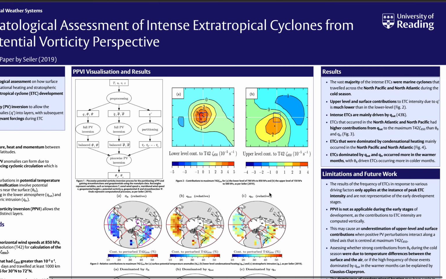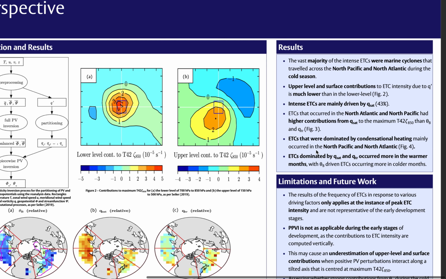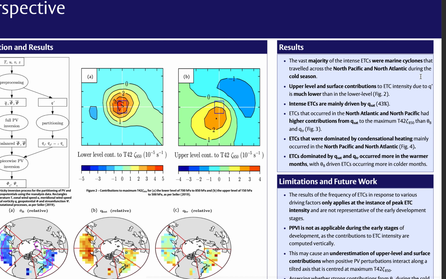And so the results. The vast majority of the extratropical cyclones in this study were ones that travel across the North Pacific and North Atlantic during the cold season. They were the intense ones. What you see in Figure 2 is that the upper level contribution, and similarly for the surface, provided a much lower representation to the total relative vorticity for the cyclones due to the PV perturbations. So the lower level had the most significant impact on that variable seen in Figure 2a.